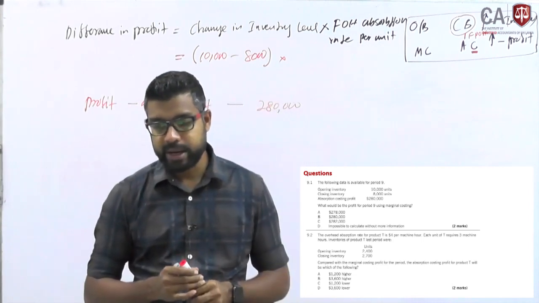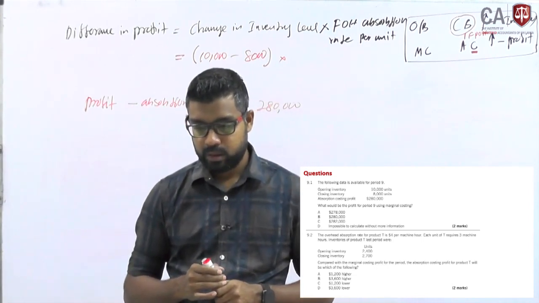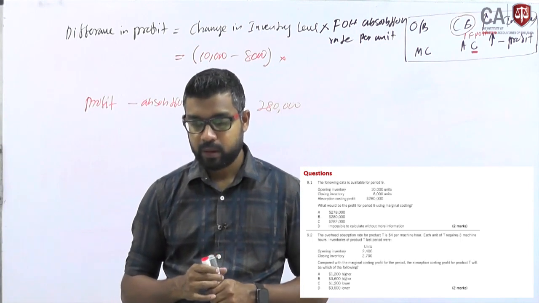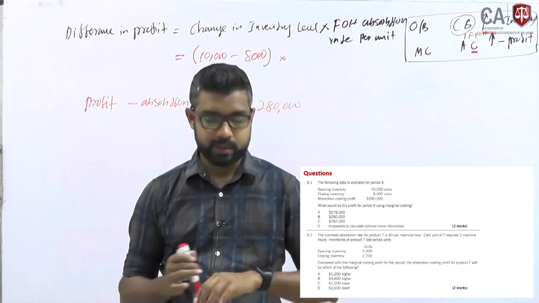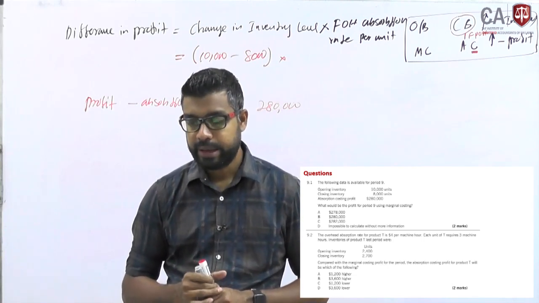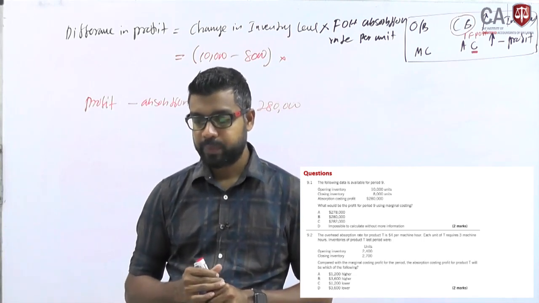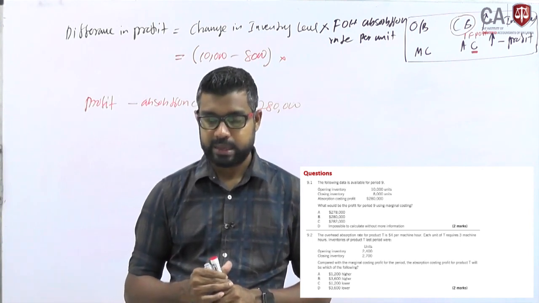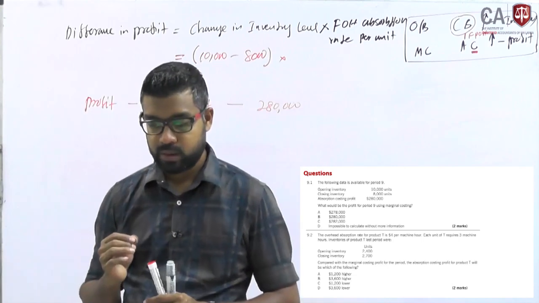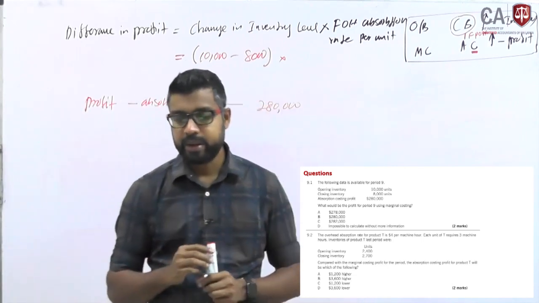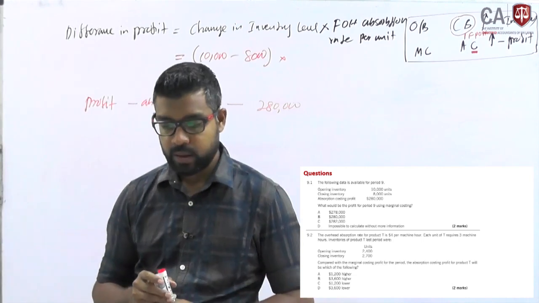Overhead absorption rate for the product T is 4 per machine hour, right? Each unit of T requires 3 machine hours. එක machine hourකට cost එක කීයද, 4 per unit, 3 machine hours required.